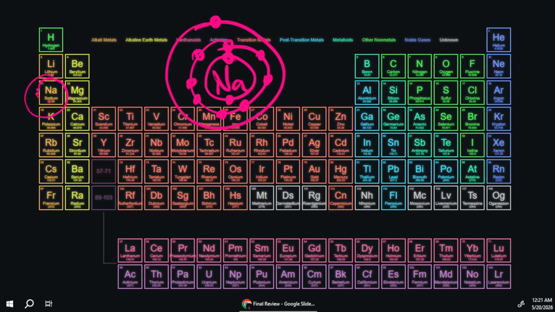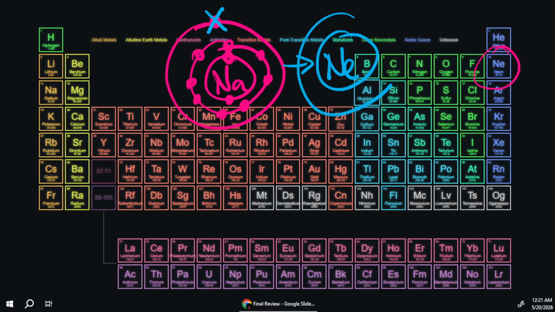What sodium wants to achieve is the electron configuration of neon. Sodium will get rid of this electron and look just like neon. Let me draw out neon. It has 1, 2, and all the shells are complete with 8 valence electrons: 1, 2, 3, 4, 5, 6, 7, 8. So by losing that 1 dot, sodium will be happy.